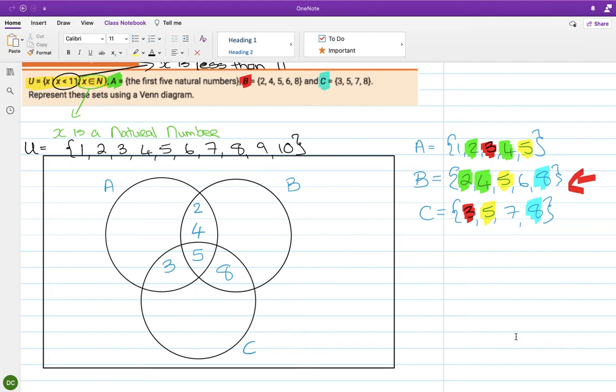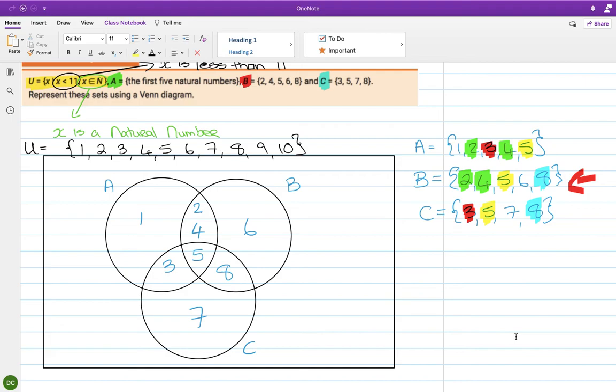So are there any elements left that are only in A? There's 1. Any elements only in B? The number 6. And any elements only in C? The number 7. Okay, so then we have to look at the universal set.